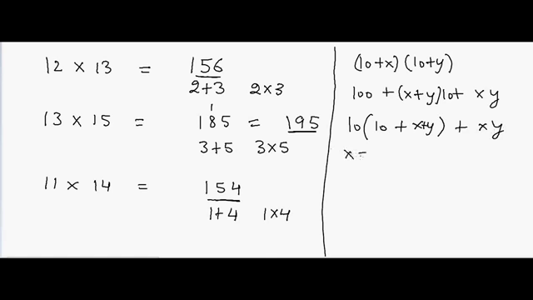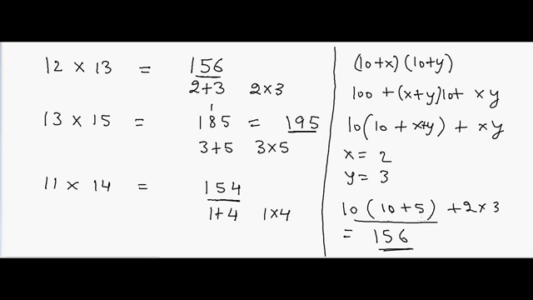So if x is equal to 2 and y is equal to 3, you can see it will be equal to 10 into 10 plus 5, plus 2 into 3. So that will give me 15 and then 6. So it will go to the tens place. That's how this trick works.